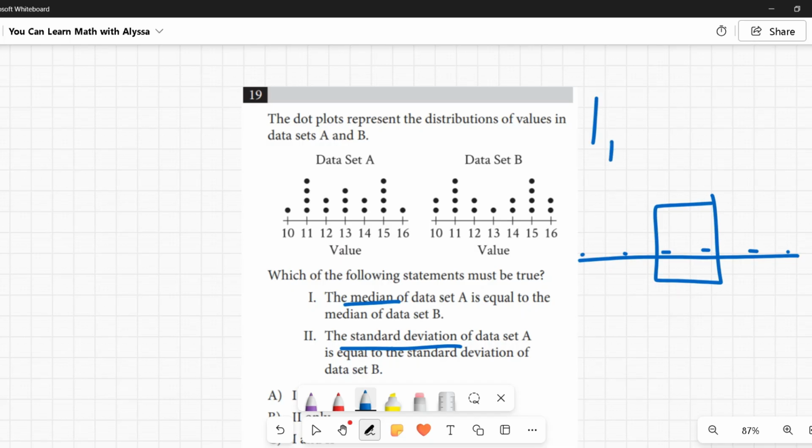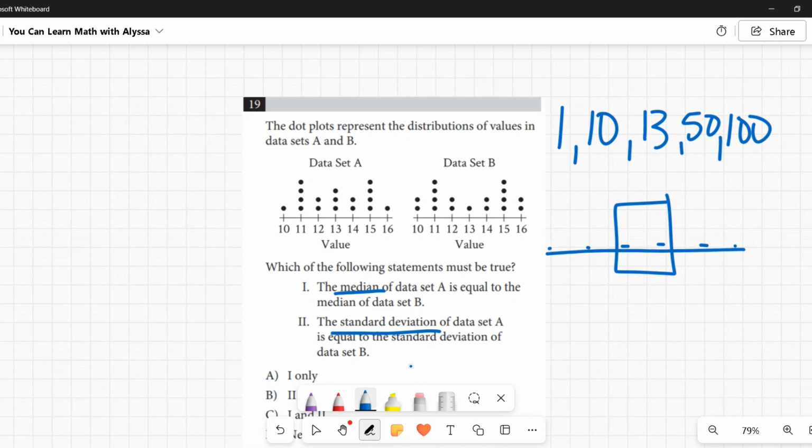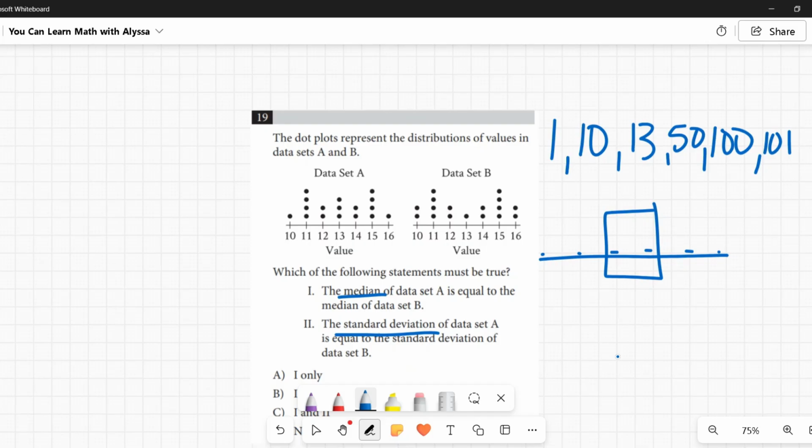So like let's say I had 1, 10, 13, 50, and 100. There are 5 numbers. The number that is physically in the middle is 13. There are 2 numbers on either side. 13 is my median. If there had been one more number in this data set, like 101, then we would say, okay, there is not a single number right in the middle. The exact middle point would be right here, 3 numbers on left and right. So instead, we take the numbers that are in the middle, closest to that exact middle point, 13 and 50, and we would average them, and that would give us our median.